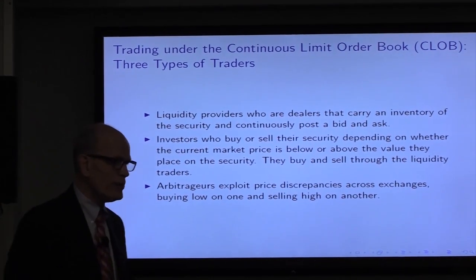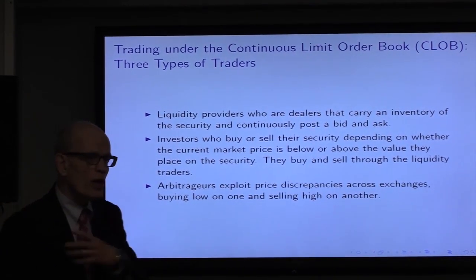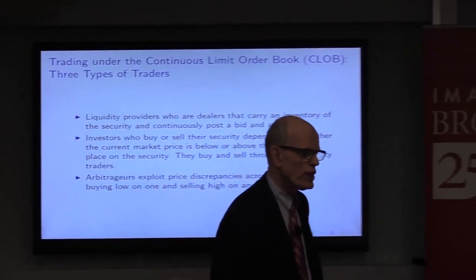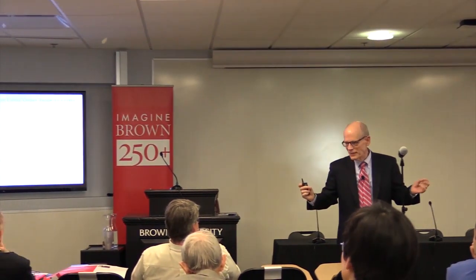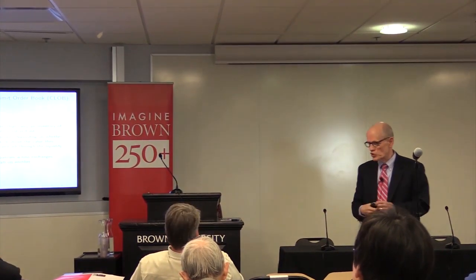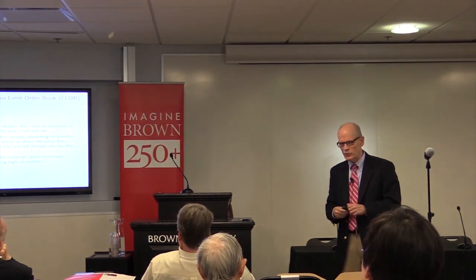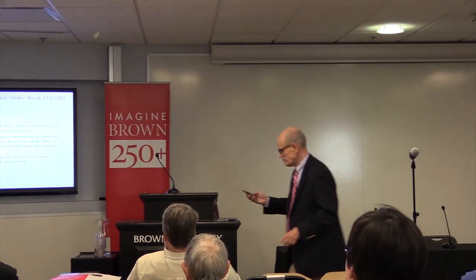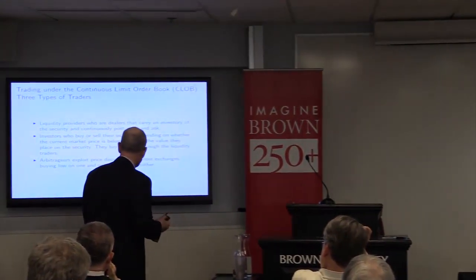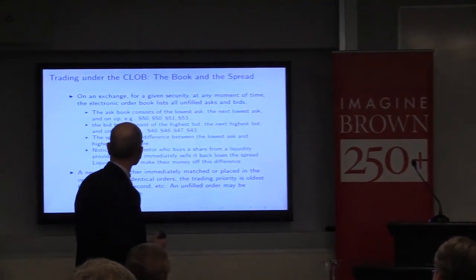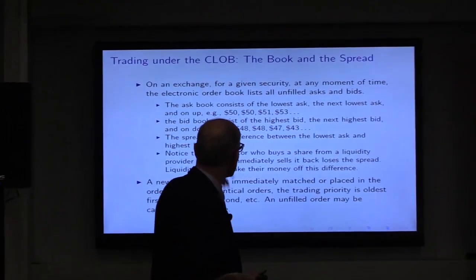And finally, those arbitragers who look across markets between New York and Chicago, and if there's a price discrepancy there, they sometimes sell in one market. At the same time, they'll buy on the other, and they make money. And they're the ones that keep New York and Chicago in line. That's why we like arbitragers. But we're going to see, at least the way it's set up now, they also do some bad things for the market.